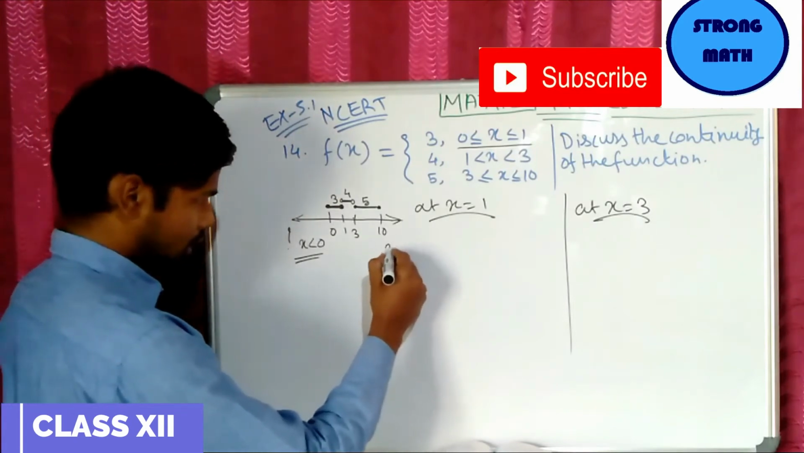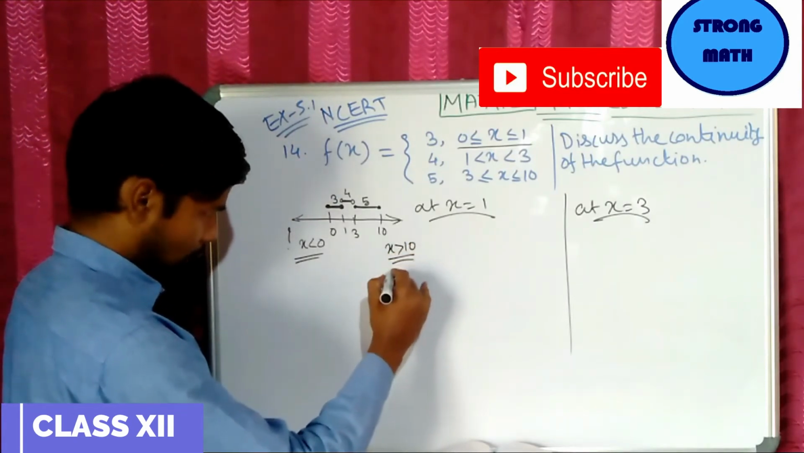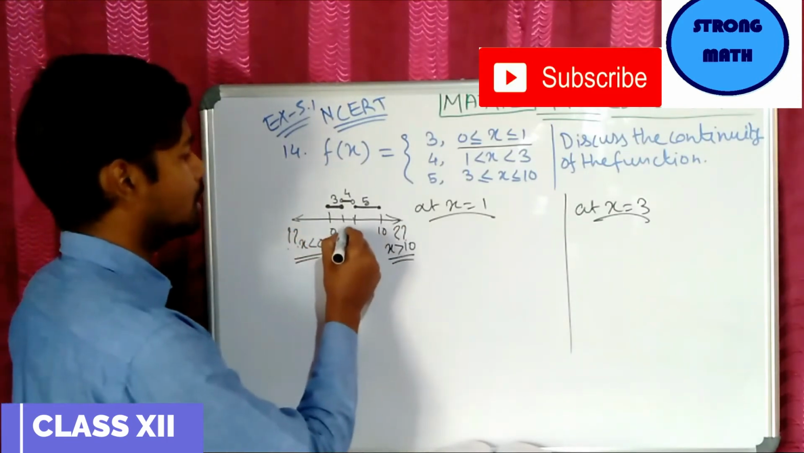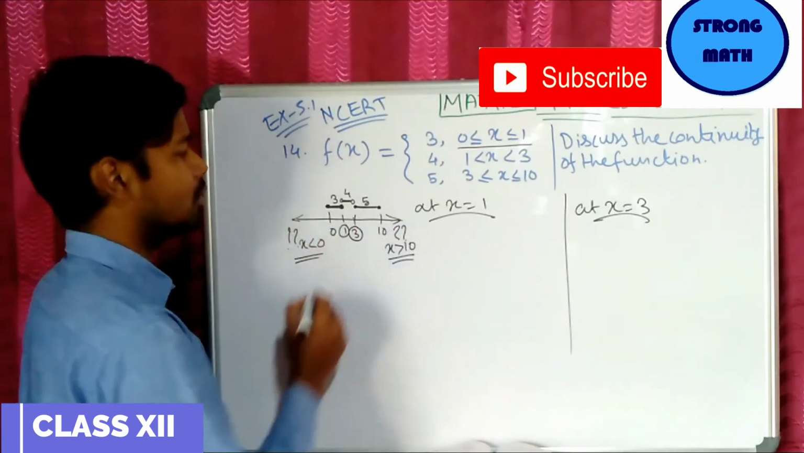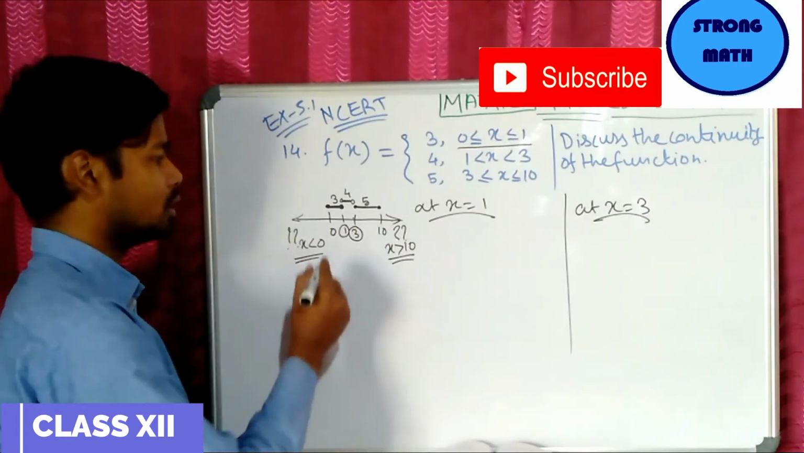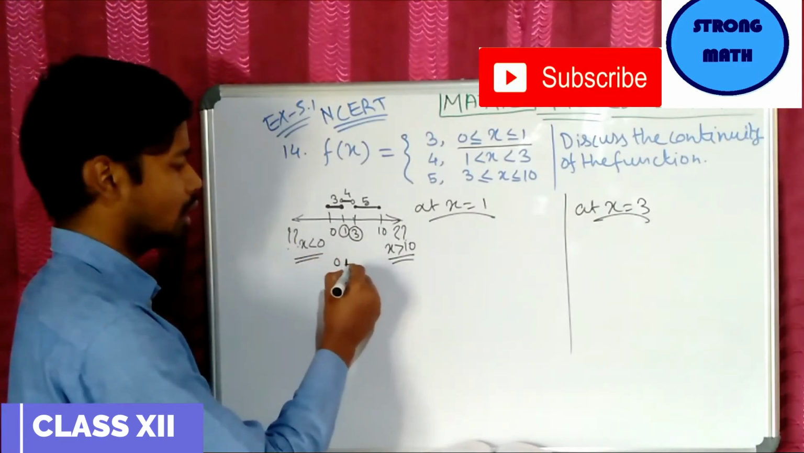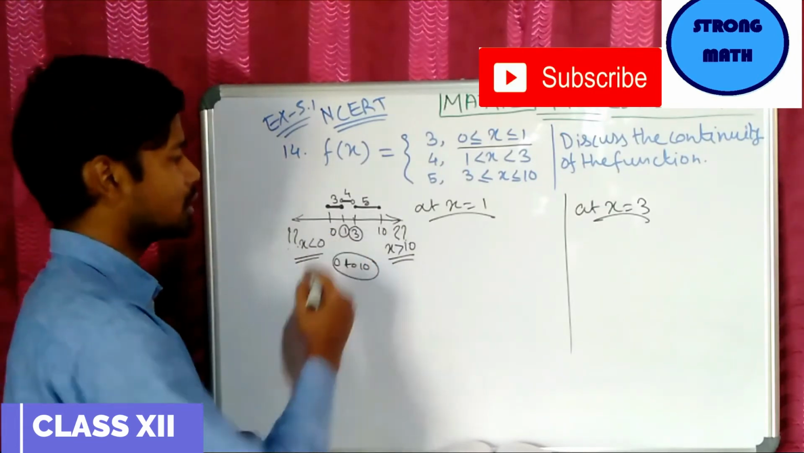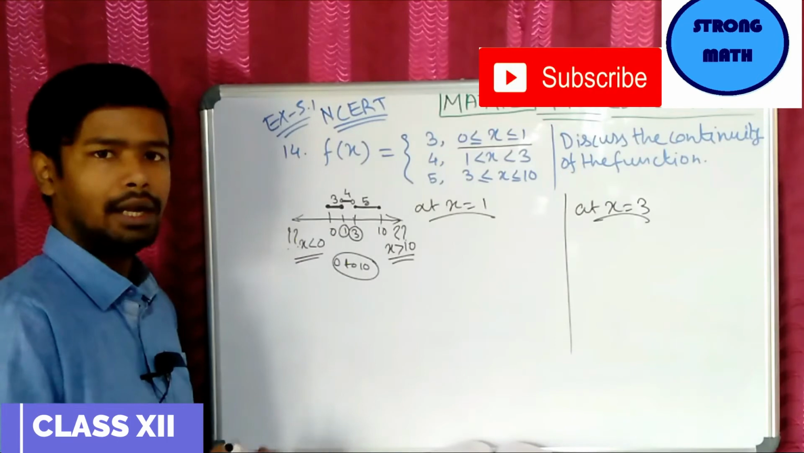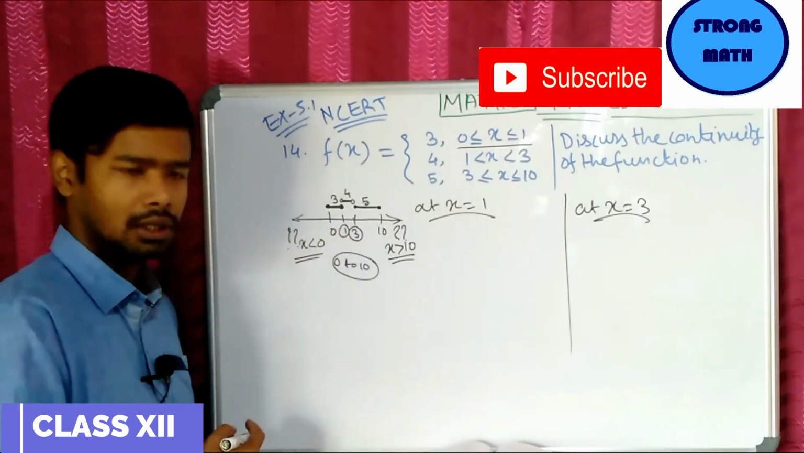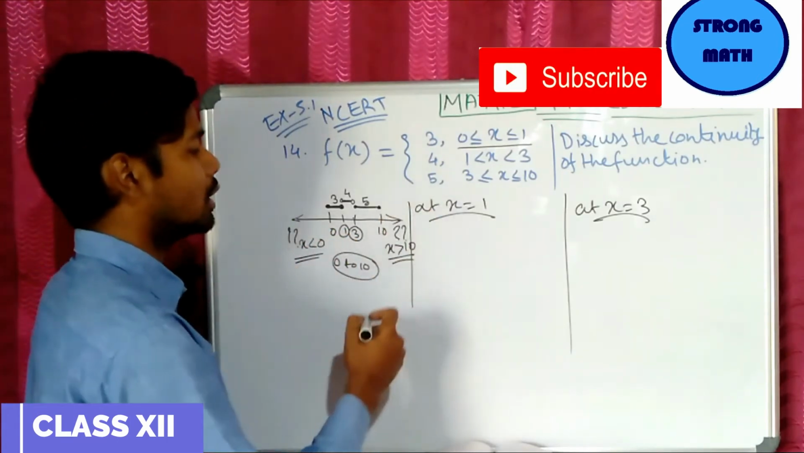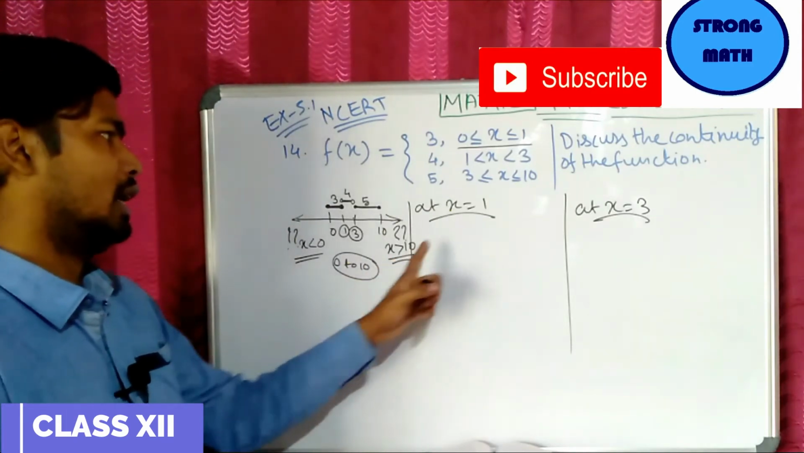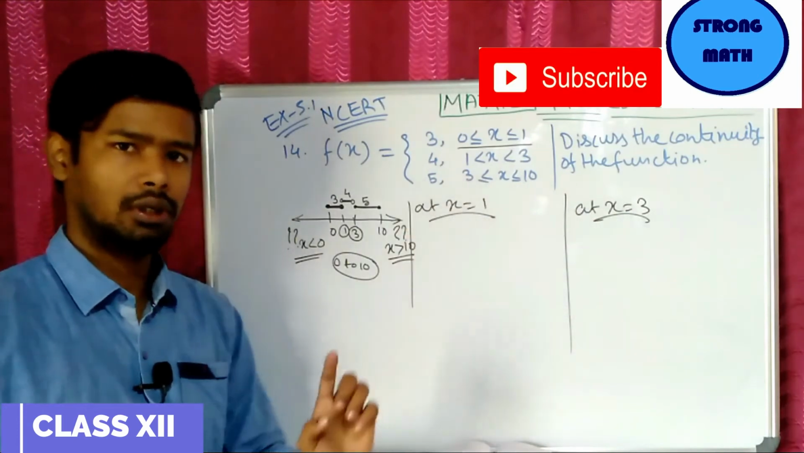And for x greater than 10, the function is also not defined. So we only think about the points 1 and 3. The whole region is given 0 to 10, and in between 0 to 10, the function is also broken at 1 as well as 3. So we only check the property of continuity for this function at x equals 1 and x equals 3.